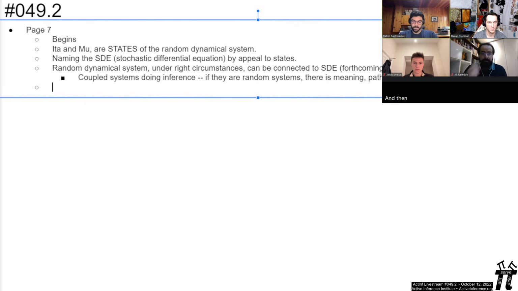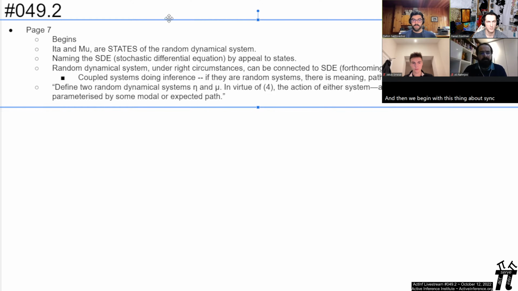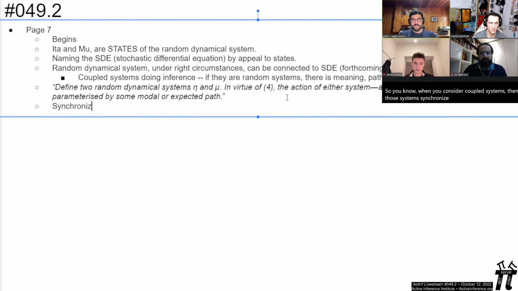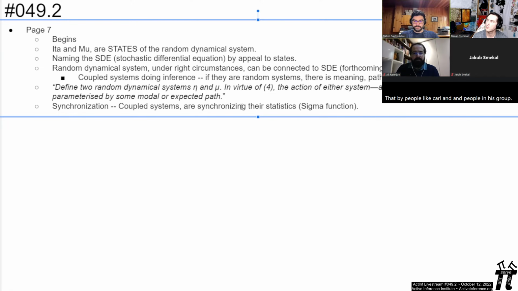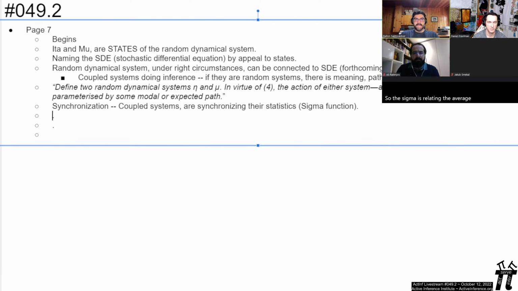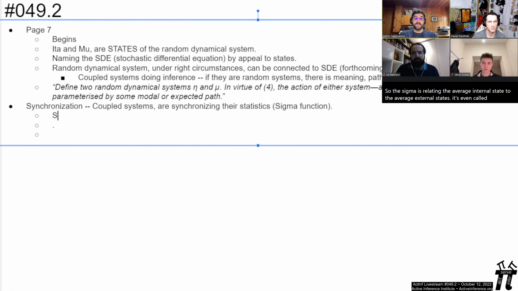And then we begin with this thing about synchronization. So, when you consider coupled systems, then those systems synchronize. So there's some relationship between the statistics of those two systems. And that is this sigma function that is given in earlier literature by people like Carl and people in his group. So the sigma is relating the average internal state to the average external state. It's even called the synchronization function in that literature.